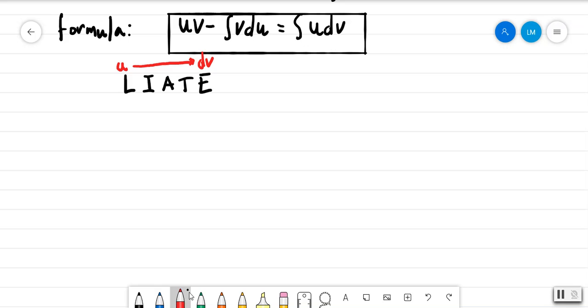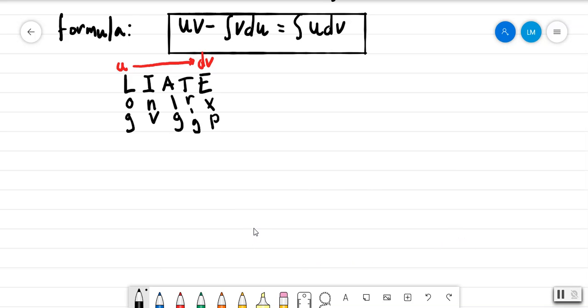Now, it should be a question as to what LIATE is. L stands for logarithmic equations. I stands for inverse equations. A stands for algebraic expressions. T stands for trigonometric equations. And then E stands for exponential equations.